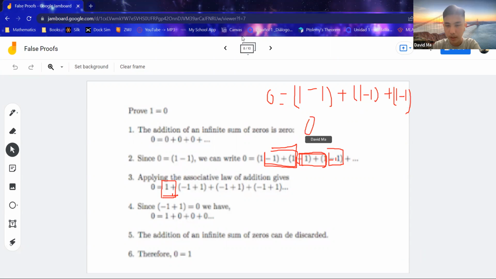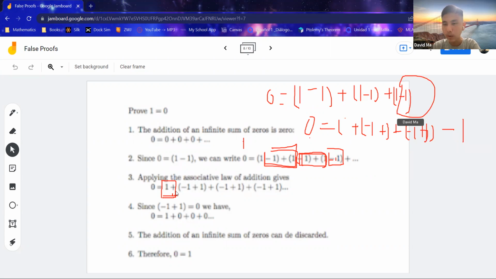If we do the operation the example did, we will get 0 equals 1 plus -1 plus 1 plus -1 plus 1. And then -1, because we can't pair this -1 with any number.